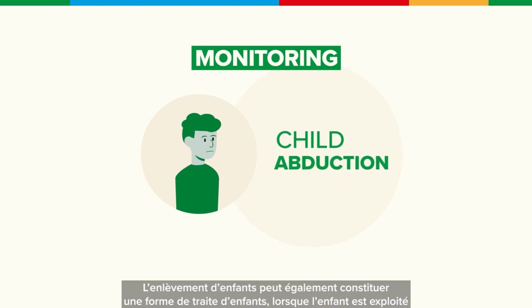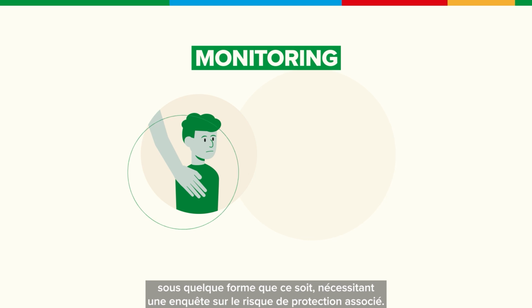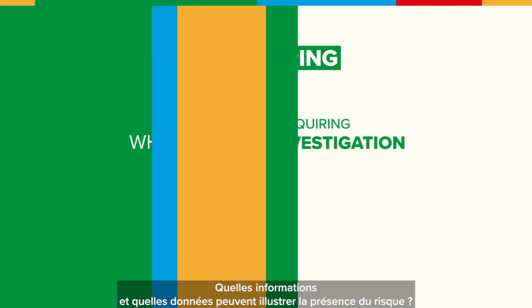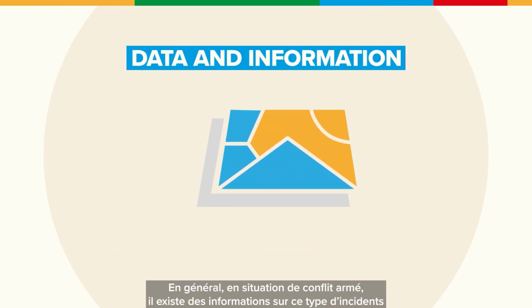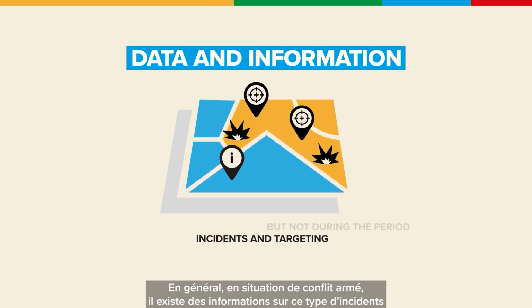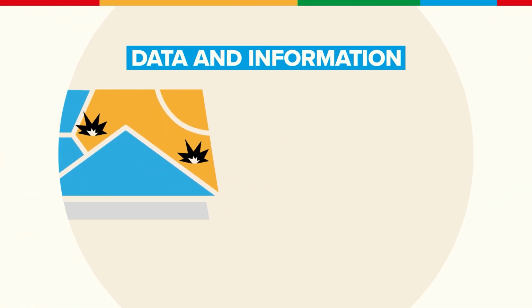Child abduction may also constitute a form of child trafficking where the child is exploited in whatever form, requiring an investigation of the related protection risk. What information and data can illustrate the presence of the risk? Generally, in situation of armed conflict, there is information on such types of incidents and targeting, but not during the period when the risk is occurring.